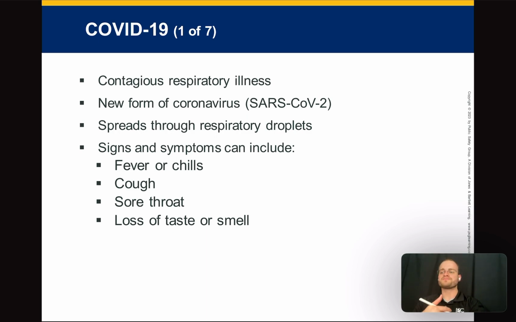but the current version of COVID that we know, coronavirus, there are multiple strains of it by now. But realize that is different from the seasonal coronavirus that's been around. Now, it spreads through respiratory droplets. We know this. The common symptoms are fever or chills, cough, sore throat, and loss of taste or smell.